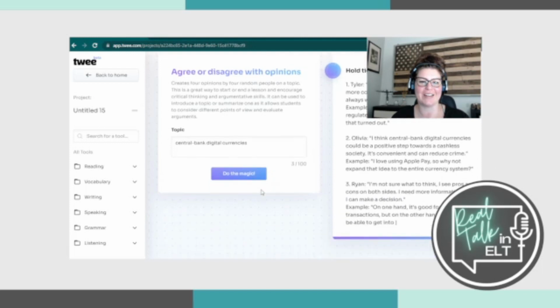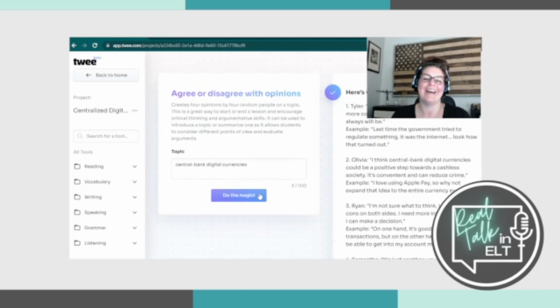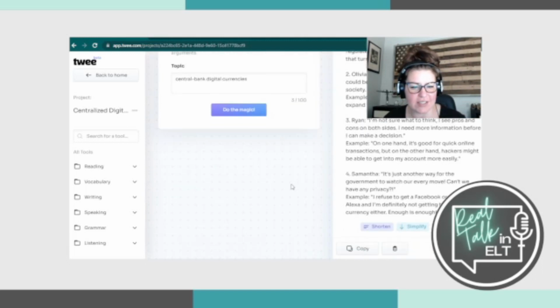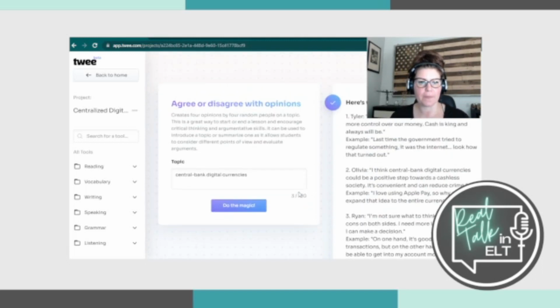We've already got one here, which I love. Okay, so here we go. It gave us 4 people. And the first one is Tyler. Tyler says, "I don't trust the government to have even more control over our money. Cash is king and always will be." And the example, I don't know why it has an example: "Last time the government tried to regulate something, it was the internet. Look how that turned out." Oh, this was the example that Tyler gave. I was looking here. Okay, yeah, so that would be good.